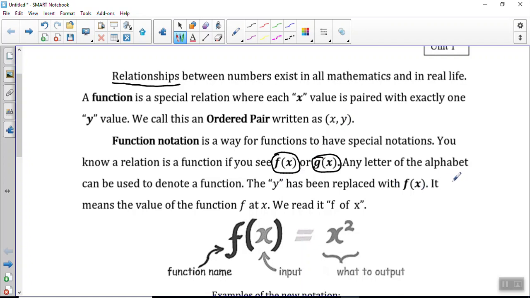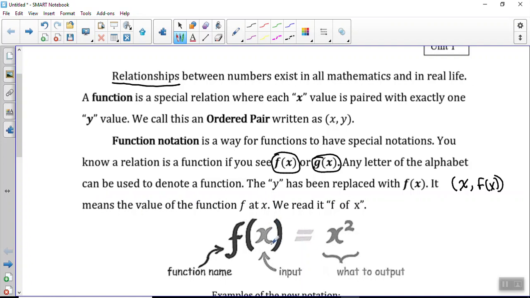So sometimes you might see this. You have a coordinate, so you have your x coordinate, and you have your y coordinate up here. But sometimes what happens is you might see you have your x coordinate, and then you will write f of x right here. This just represents your y coordinate, because we're going to go through some examples about how it works. It means the value of the function f at x.